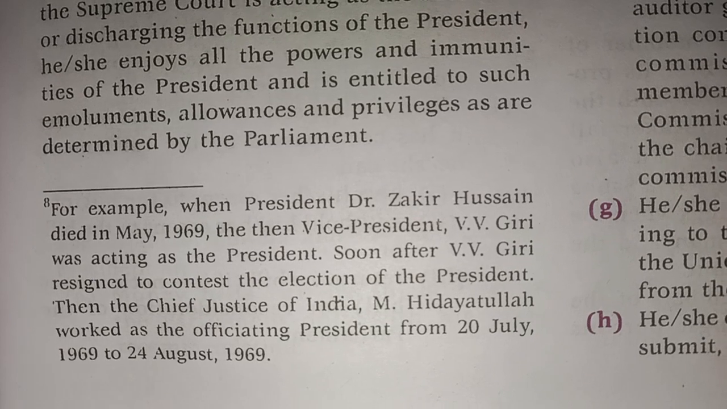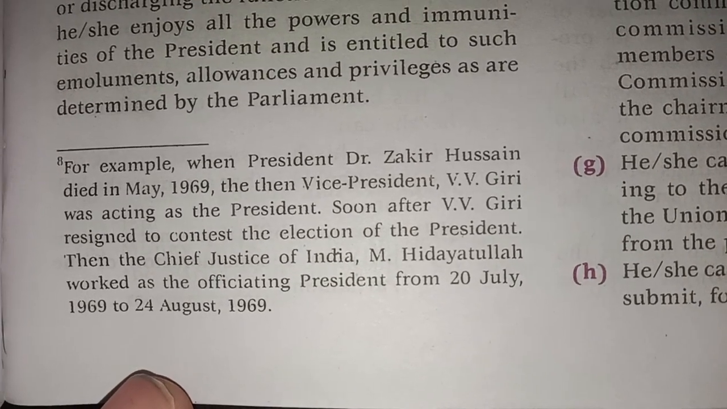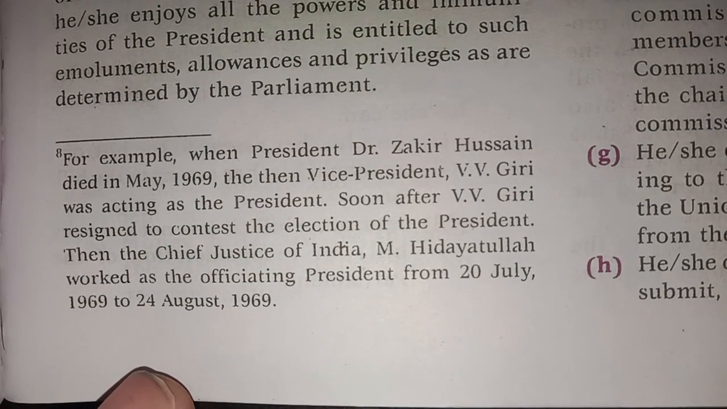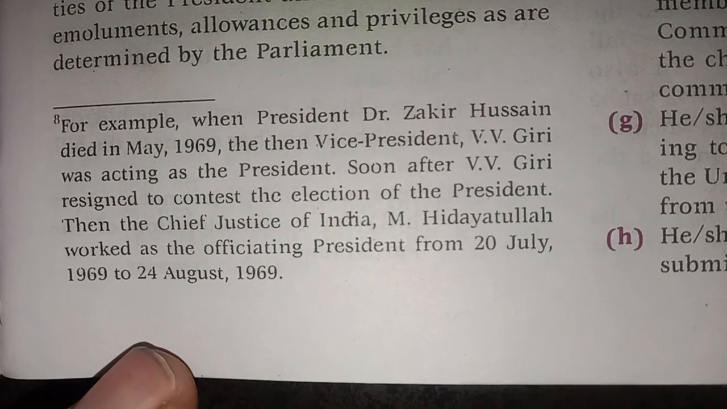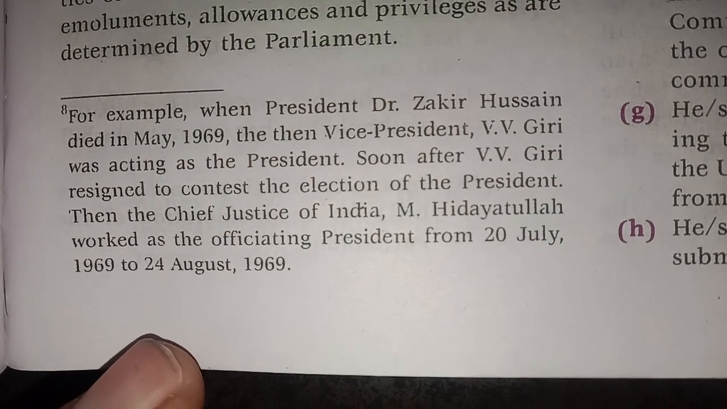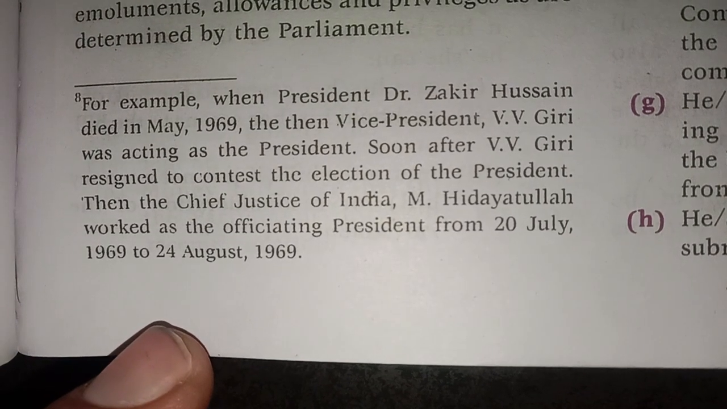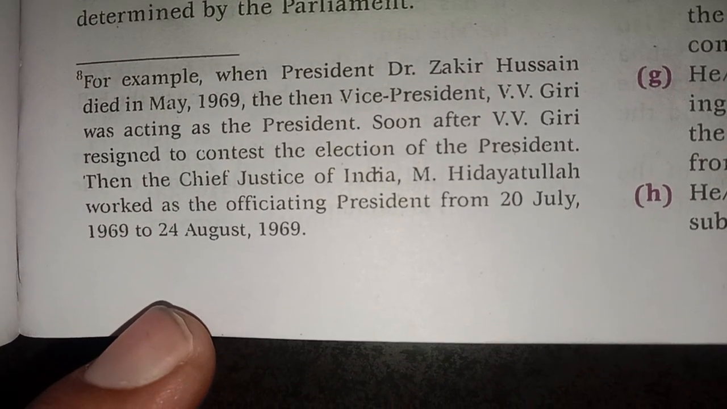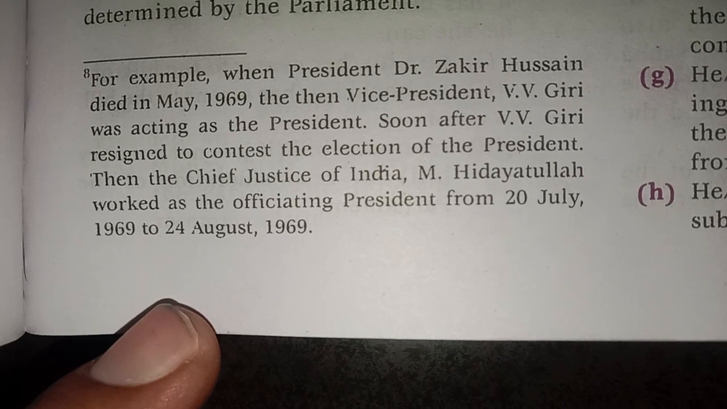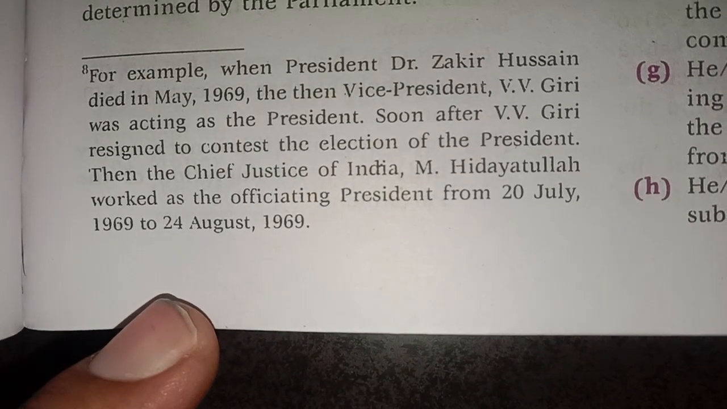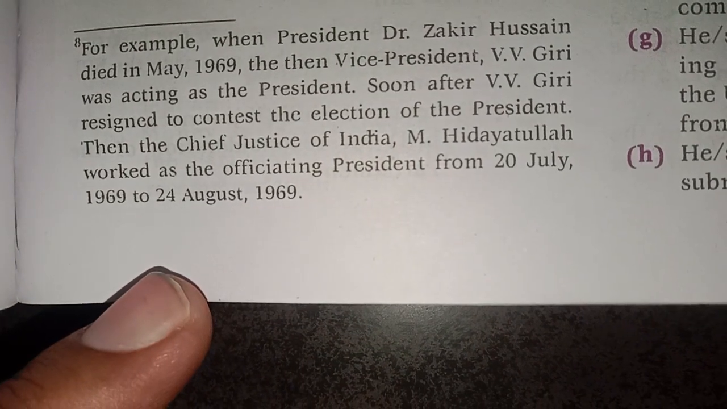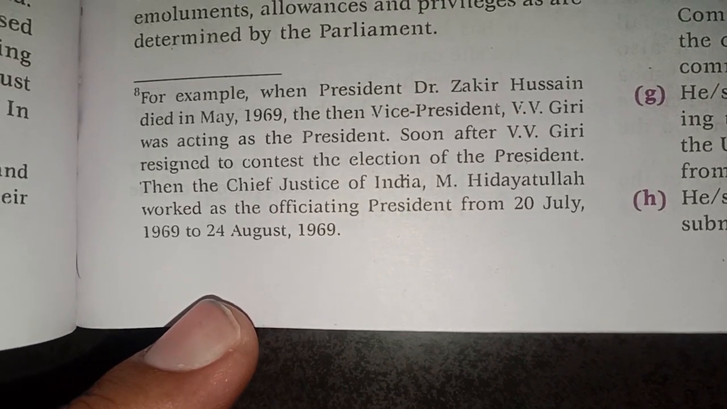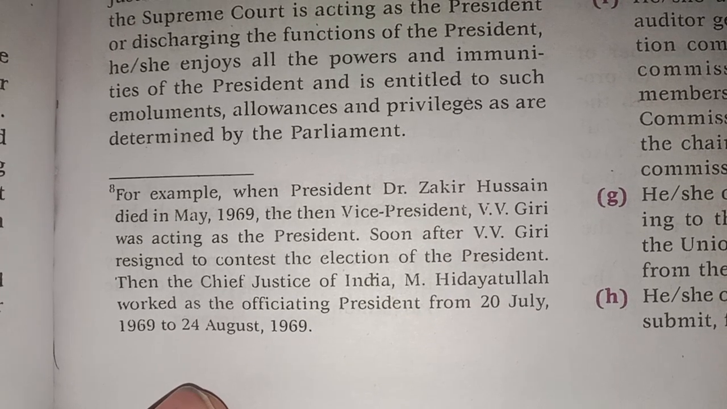For example, when President Dr. Zakir Hussain died in May 1969, then Vice President V.V. Giri was acting as president. After V.V. Giri resigned to contest the election of the president, the Chief Justice of India, M. Hayatullah, worked as the officiating president from 20 July 1969 to 24 August 1969.